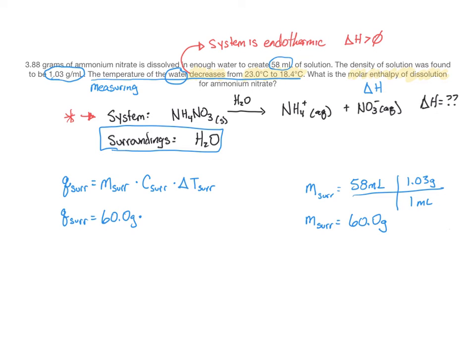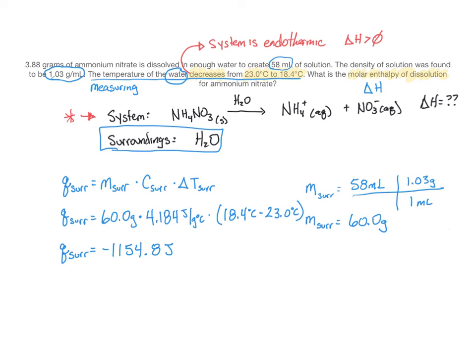The specific heat of my surroundings, we can assume we're working with water, basically, is going to be 4.184 joules per gram degree Celsius. And my temperature change is T final, 18.4 degrees Celsius, minus 23.0 degrees Celsius. And so if I do this math, Q of the surroundings is negative 1,154.8 joules.